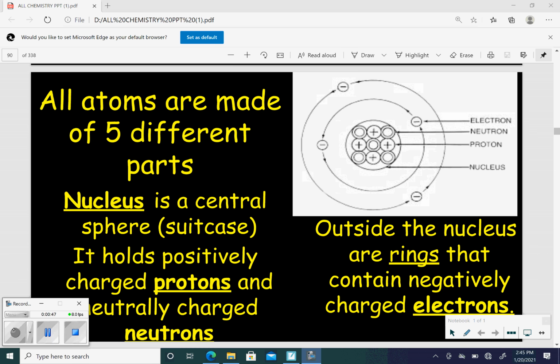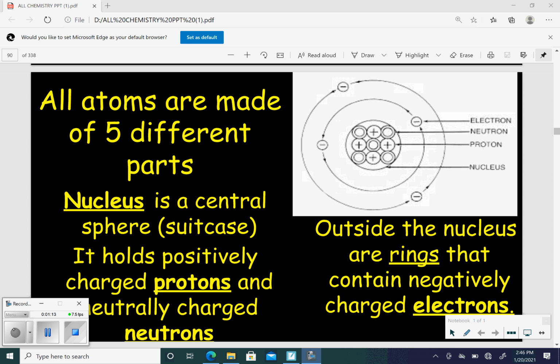Okay, when we're looking at an atom, they are made of 5 different parts. First of all, we have a nucleus. This is a central sphere. I want you to think of it as a suitcase. It always holds the positively charged protons and the neutrally charged neutrons. Outside the nucleus are rings that contain negatively charged electrons.